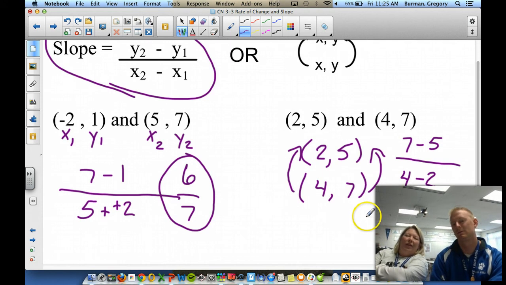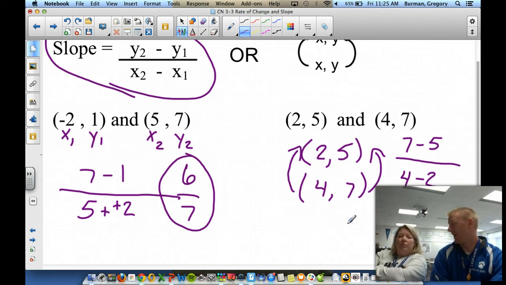Yeah, so depending on who you are and what your preference is, you could do either way, and as long as you do your math correctly, you'll get the correct answer. Are you sure? Yeah. Okay, good.